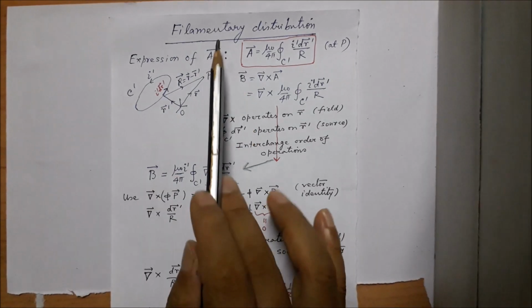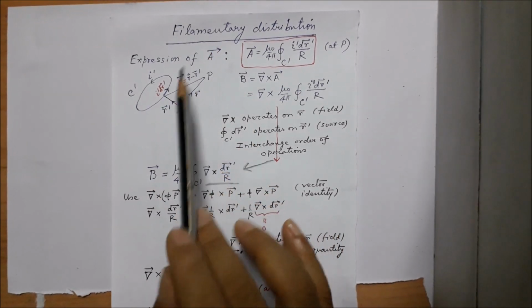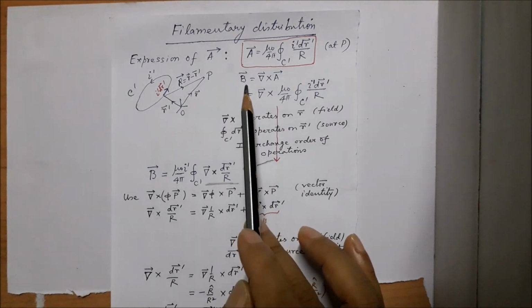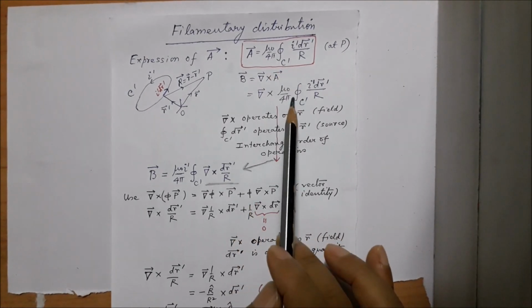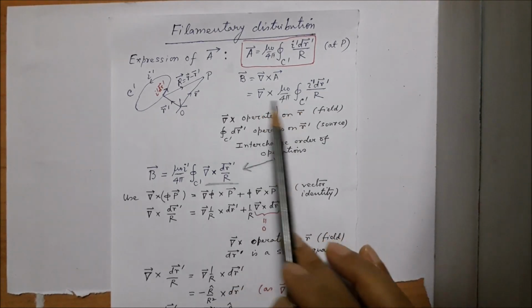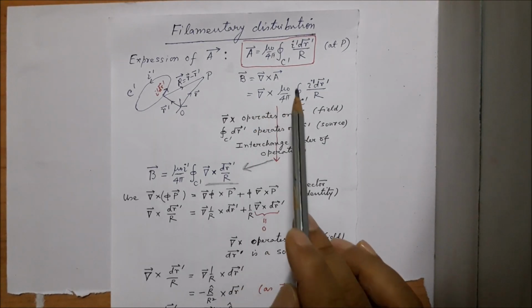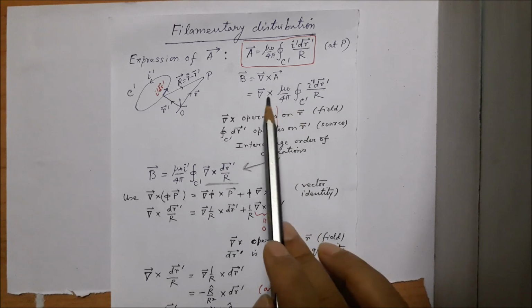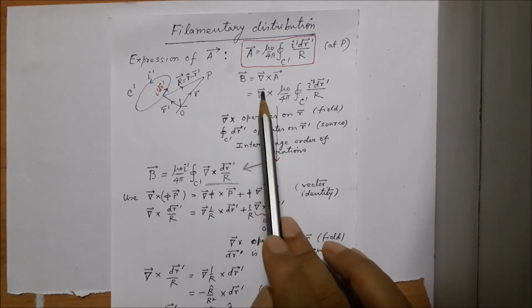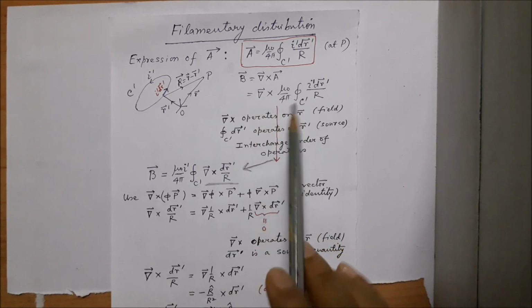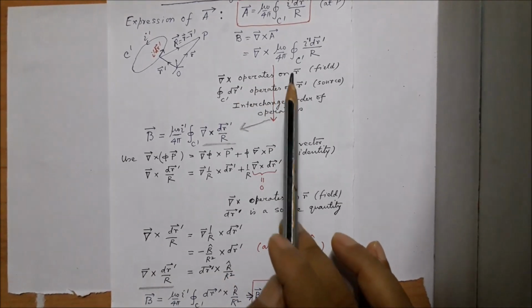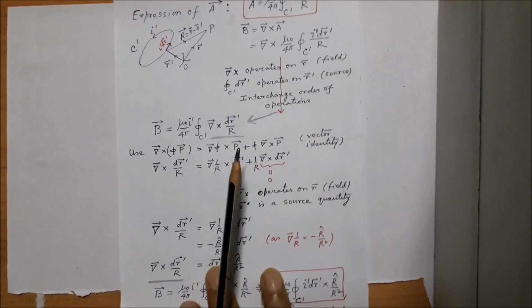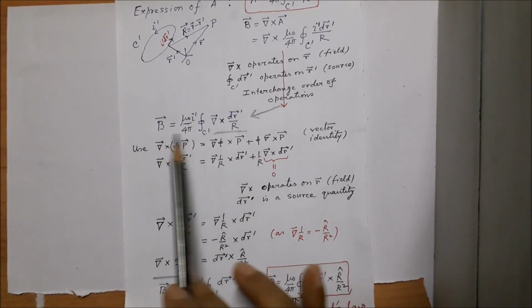We start with filamentary current distribution. So, let us straight away take B equal to curl A and put this expression down here. And now this expression has two operators. One is integration over source, and this is differentiation or curl with respect to the field. And we can interchange the operations because R and R prime are independent. And if we do that, we end up with this expression.